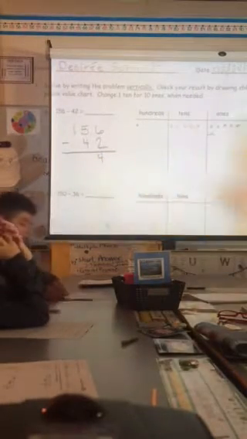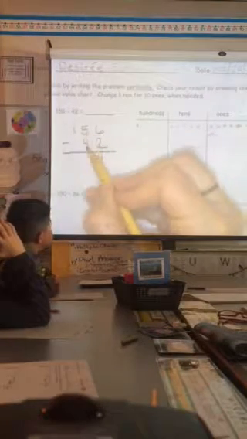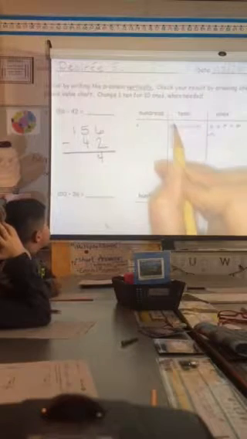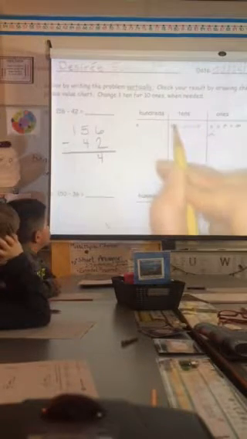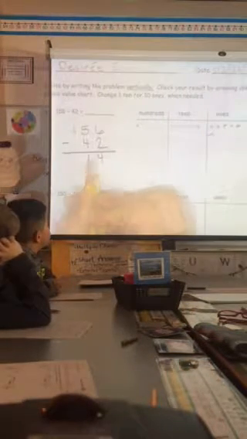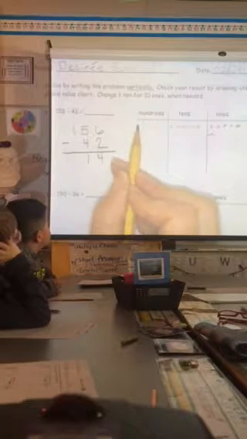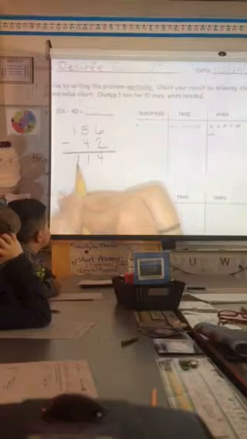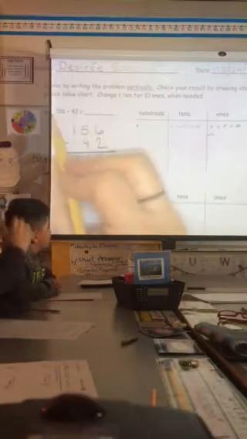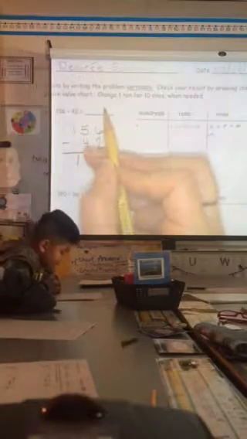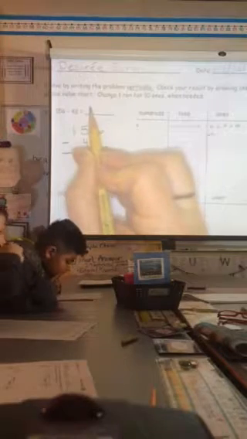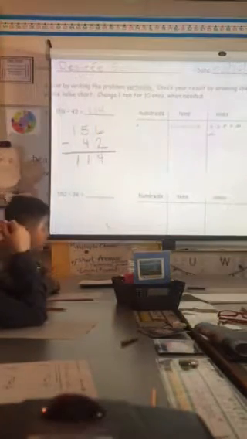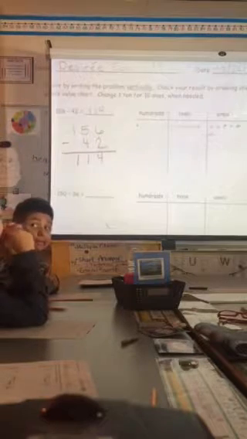Now I'm ready to move to the tens place. 50 minus 40. 10, 20, 30, 40. 50 minus 40 leaves me with how many? 10. And then there are no hundreds to take away, so 100 minus no hundreds equals 100. So 156 minus 42 equals 114.